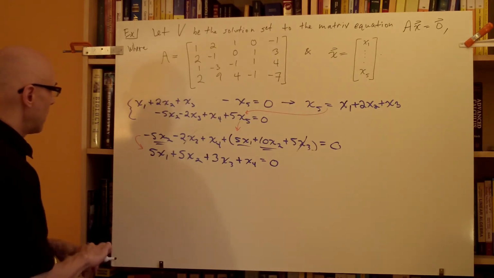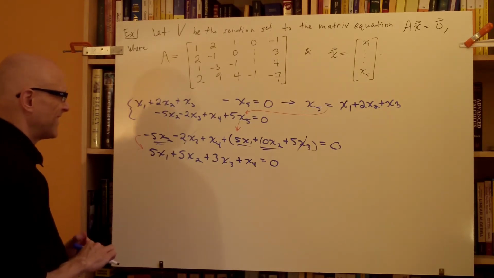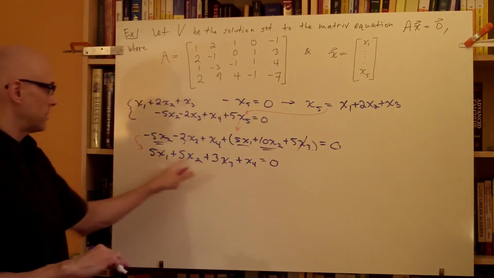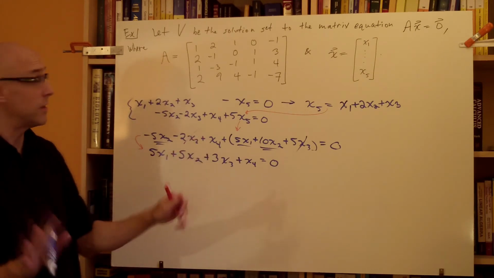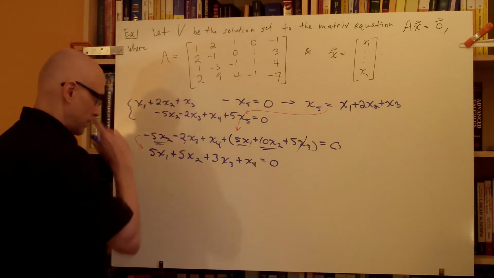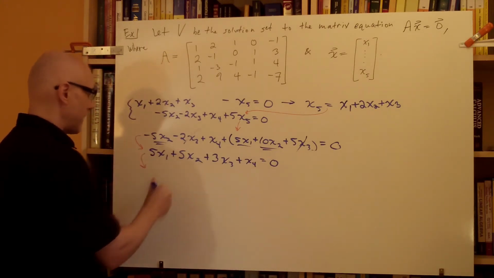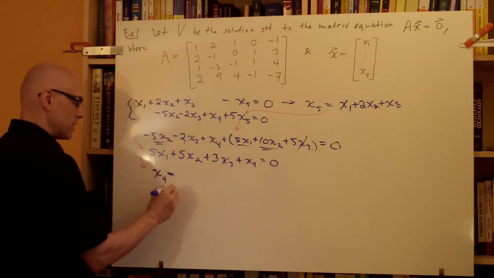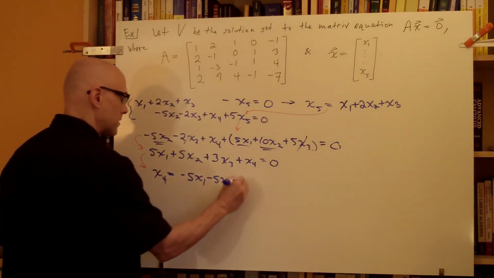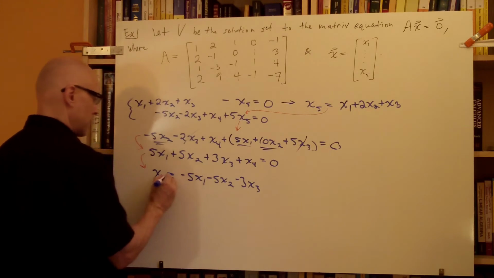Now then, we have x5 in terms of x1, 2, and 3. We can also get x4 in terms of x1, 2, and 3. There's many ways we can do this. However, this is the way I've gone. So now we have x4 is -5x1 minus 5x2 minus 3x3. That's an equal sign there.